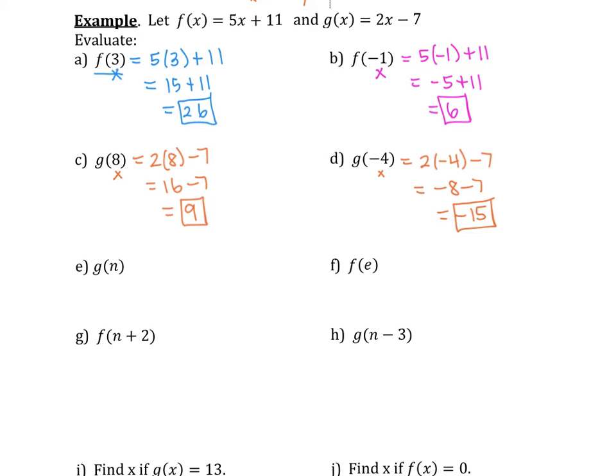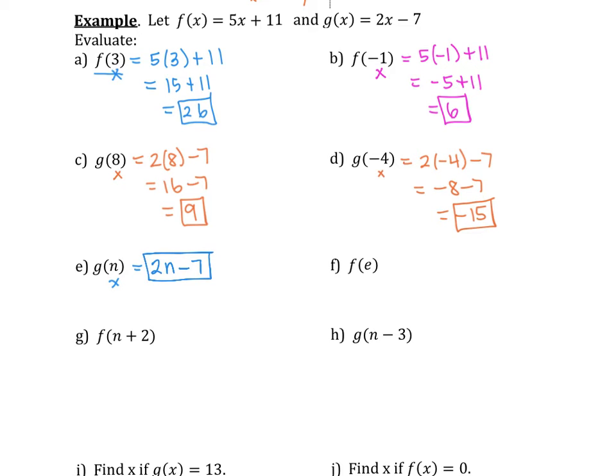So this is saying g of n. Where the x is, I'm going to replace it with n. On the g equation, which is 2x minus 7, where the x is, I'm going to change it to 2n minus 7. Now, can I simplify that? No, that's the best I can do. So g of n just means 2n minus 7.